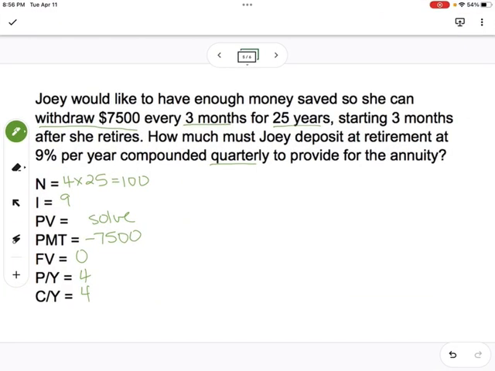Okay, so the present value, $297,313.05, is what needs to be deposited at retirement to have enough money.